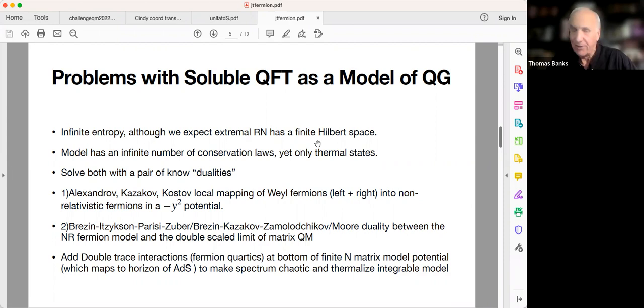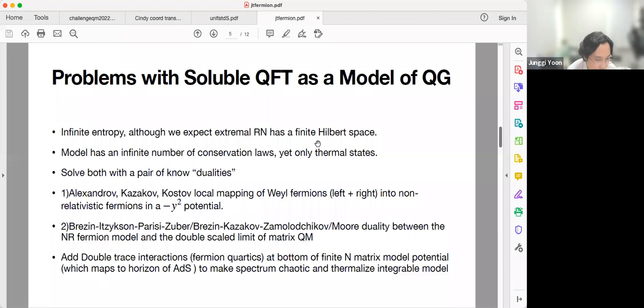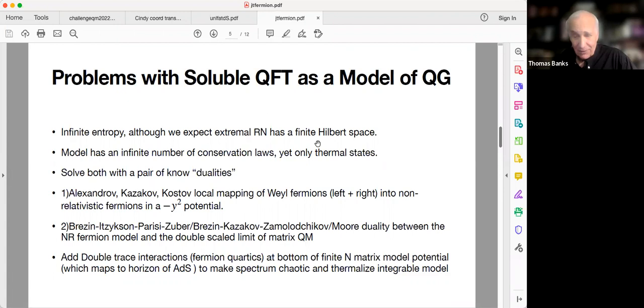Okay, but any set of conservation laws besides energy is inconsistent with thinking that the only parameters of the equilibrium states are just a temperature and an entropy. Okay, you should have chemical potentials that are related to all of the infinite conservation laws.